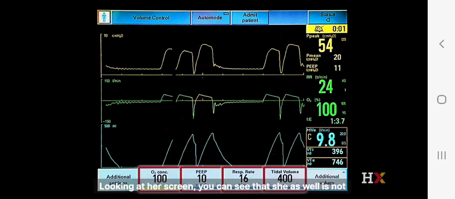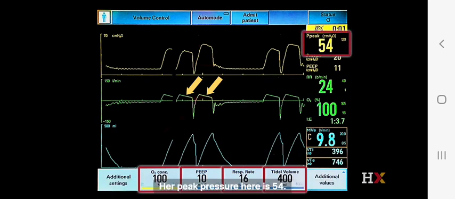Looking at her screen, you can see that she as well is not synchronous with the ventilator at all. She is double triggering. She's indicating that she has air hunger and she's trying to pull on the vent to get more flow. Her peak pressure here is 54. Seeing this, we were very concerned that she had breath stacking, that her irregular breathing pattern was leading to her having increased auto PEEP and was creating a concerning scenario.